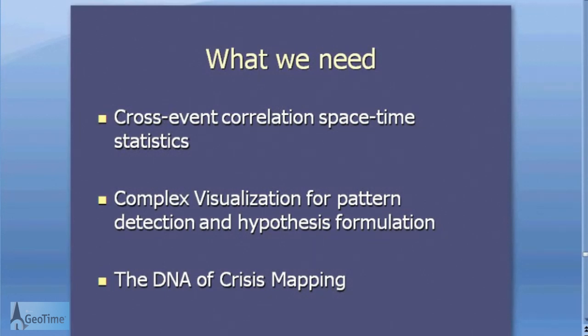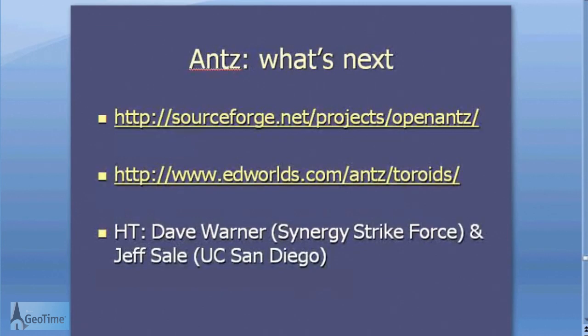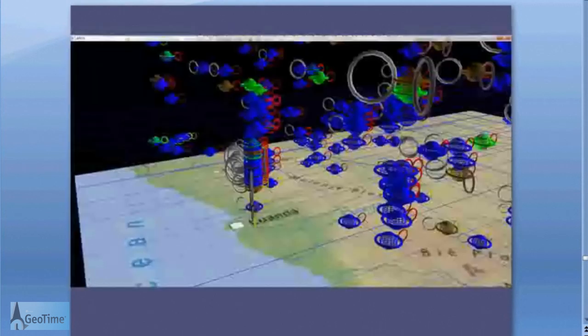And so along the lines of complex visualization for pattern detection and hypothesis formulation, I'm really, really excited by some of our friends, Dave Warner and Jeff Sale with Synergy Strike Force and the University of California, San Diego, who are working on a project with a team of others called Antz. And I really do think that's what's next. There are links to their websites here, and it's free and open source and available. My data set on Angola is on there if you want to take a look at it.